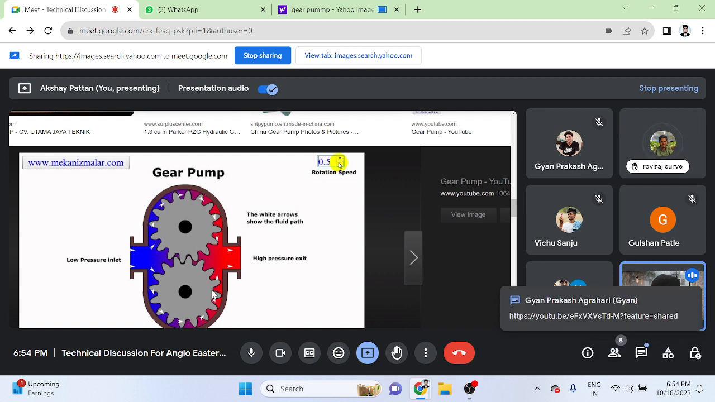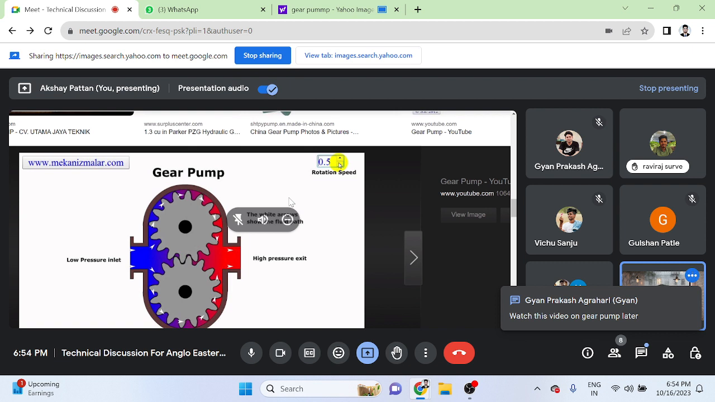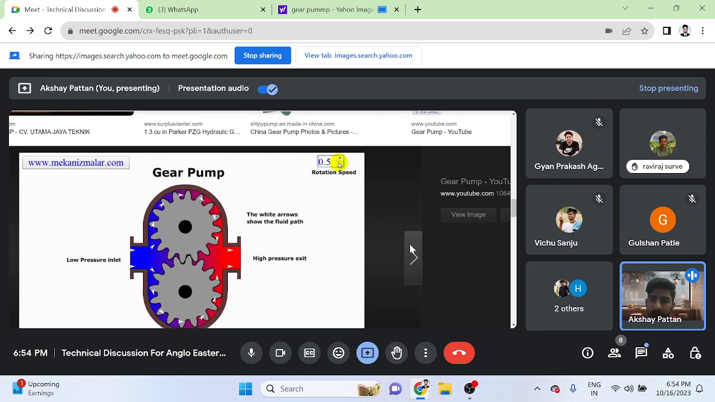And when the gear is getting in mesh, or getting into the meshing region, that portion is known as the discharge side. Now, when the gears unmesh, there is an increase in volume, as you can see. When both gears rotate in opposite directions, there is an increase in volume at the suction side, due to which, as the volume increases, you know the pressure decreases. As the pressure decreases, negative pressure is created inside the pump, and the suction takes place.